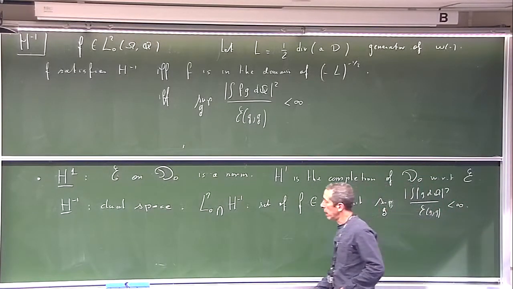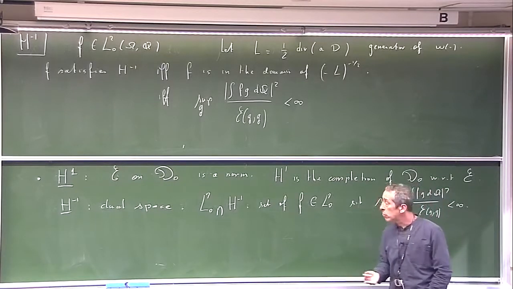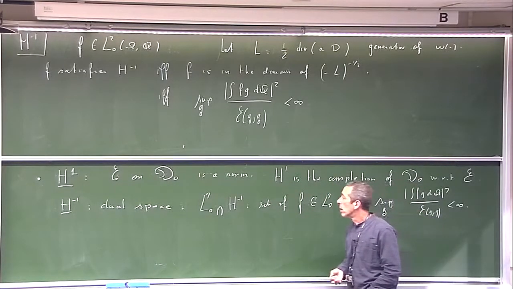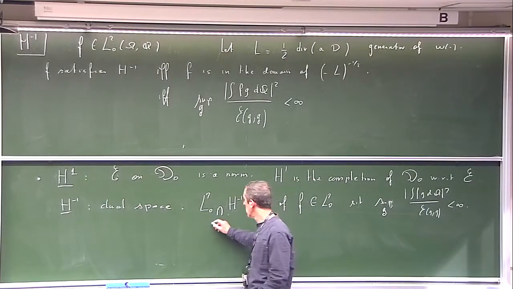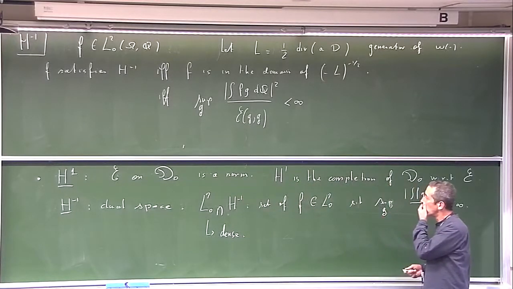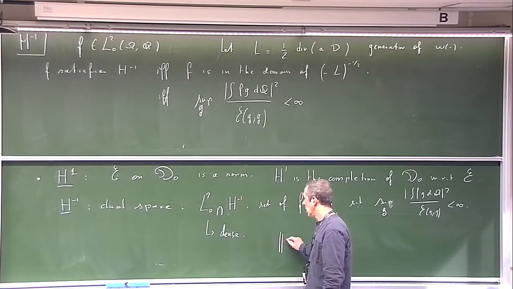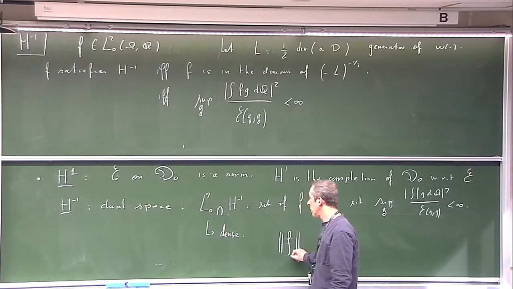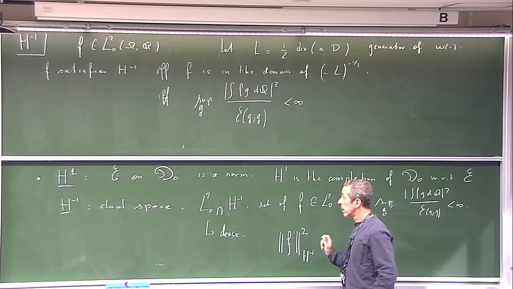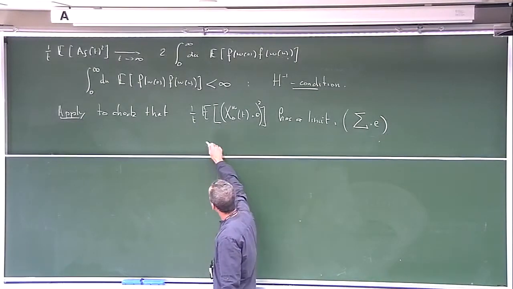H minus 1 is, in principle, a bigger space. It contains elements which need not be functions in L2. Both H1 and H minus 1 are spaces of distributions. But this subspace is dense. What else did I want to say? Well, there is a norm. If I have an element of H minus 1, I write the norm in H minus 1 like this, the usual thing. And this norm is this thing.